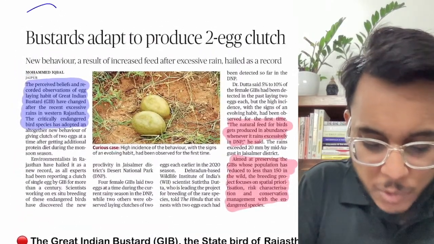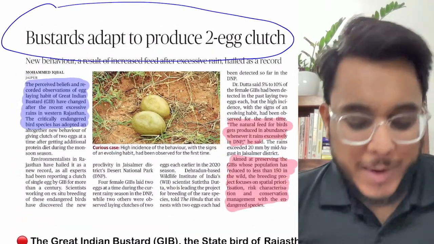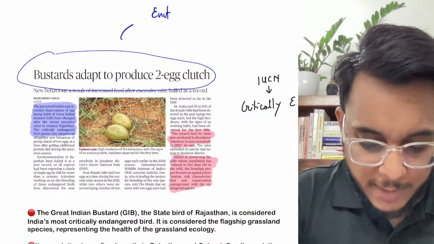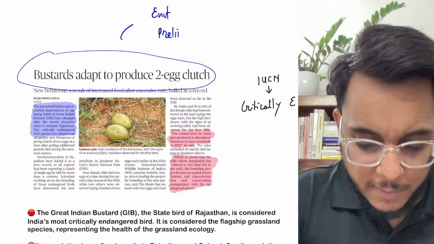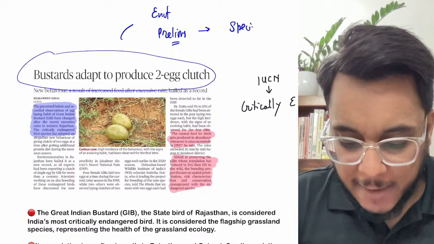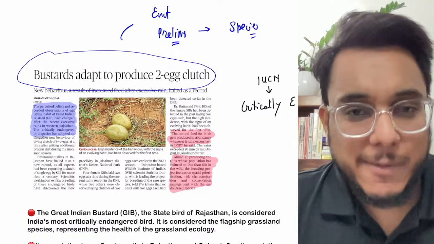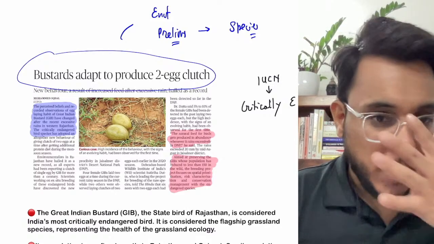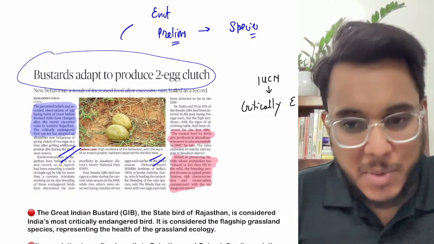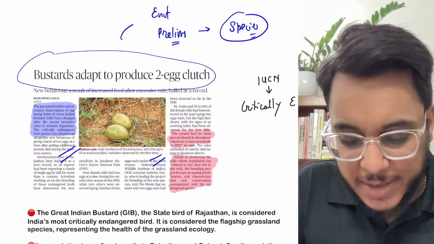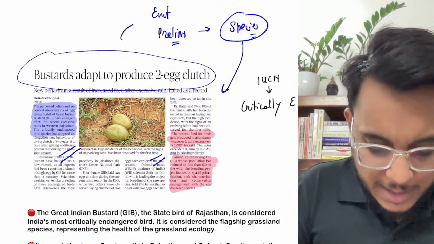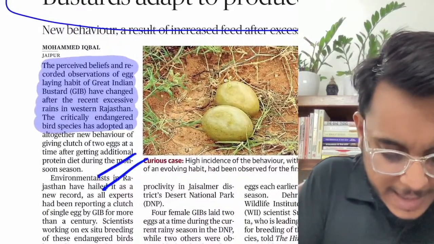Bustards adapt to produce 2-egg clutch. Okay, now guys, understand, we'll see this article with respect to the environment, and it will be particularly important for your prelims examination, because in the prelims, questions have been asked many times in the past on species that have been in the news. So first of all, see the development that has happened, we'll see that briefly, but more important is the species mentioned in this news, because it is a very important species. Now guys, this article talks about the Great Indian Bustards.